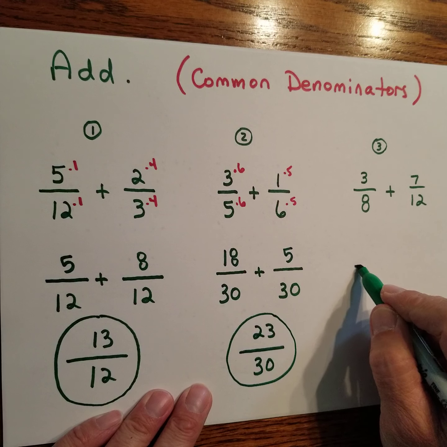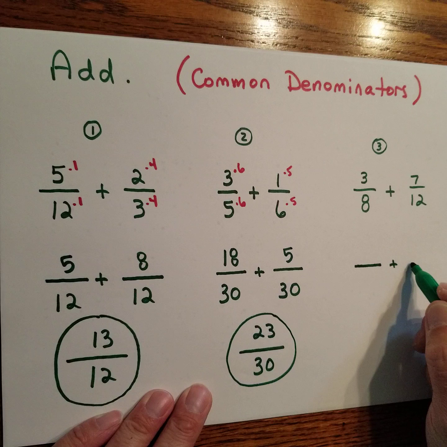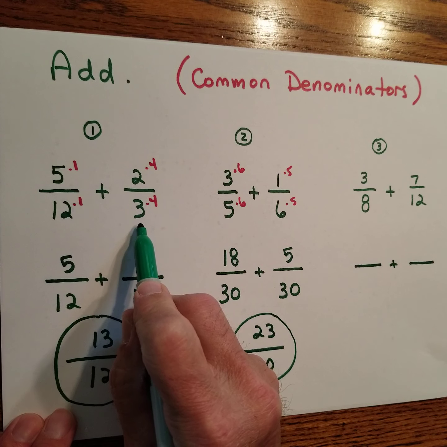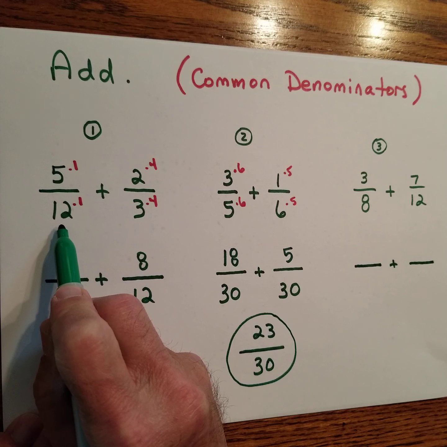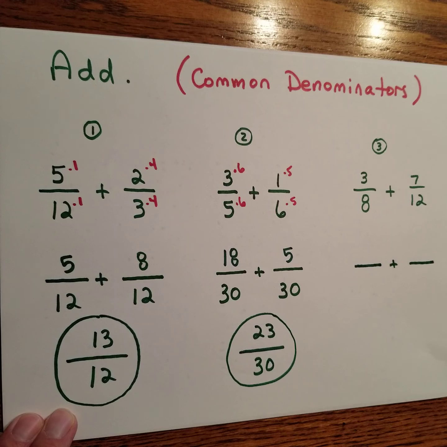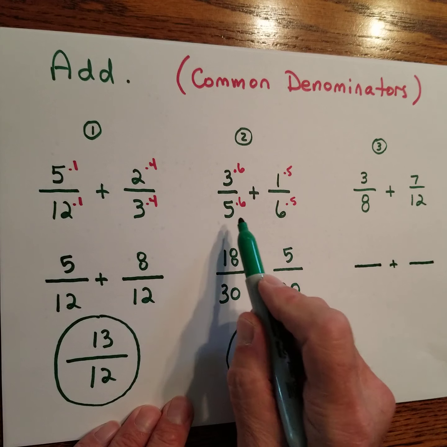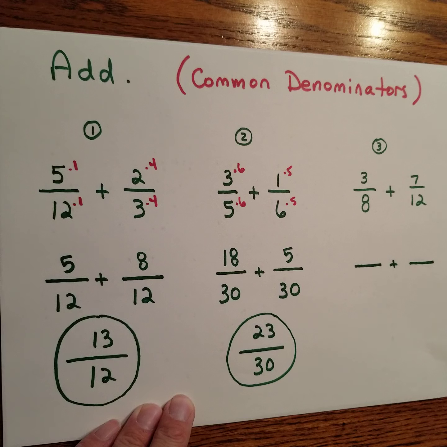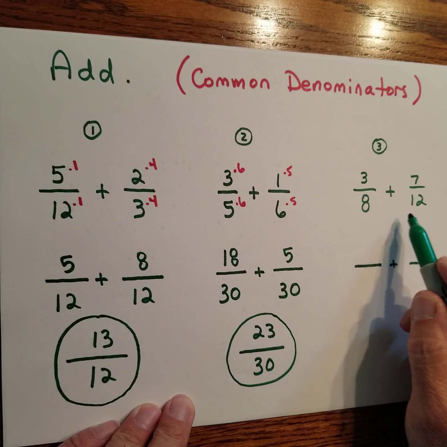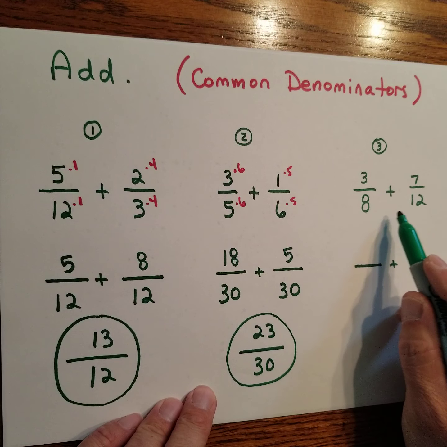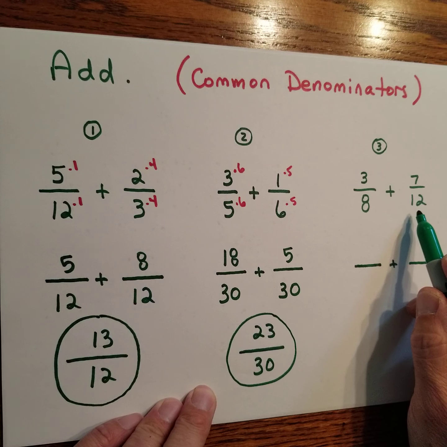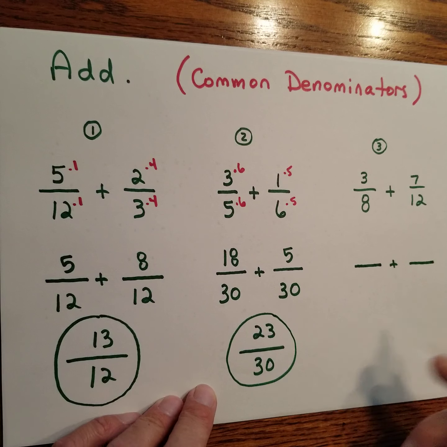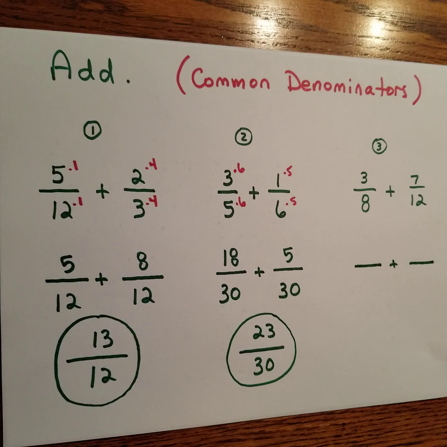Number 3 might be a little trickier to get a common denominator. In number 1, we saw that the small denominator divided evenly into the big denominator, so we used the big denominator. In number 2, 5 doesn't divide into 6, so we multiplied them together and got 30. In number 3, 8 doesn't divide into 12. We could multiply those together, but that's 96. 96 is an awfully big number to deal with. Maybe there's a smaller number we could use.